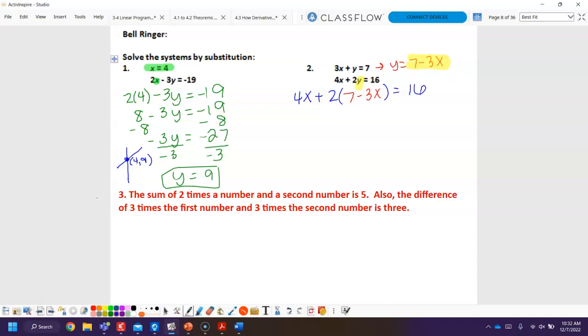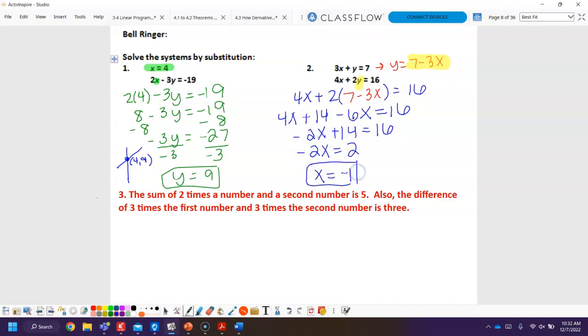In number 2, you wanted to replace the y, because the y had a coefficient of 1, with the y in the other equation. So you can see what I highlighted in yellow, replaced it in the bottom equation. You want to then distribute and combine like terms. Solving for x, you get x is -1.